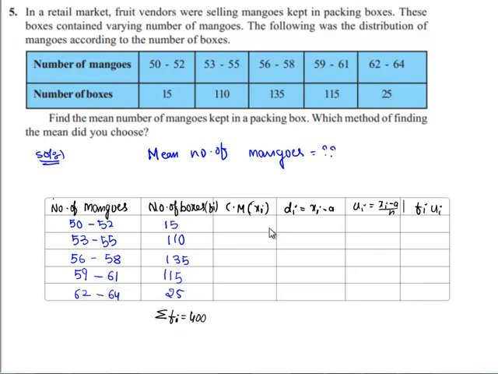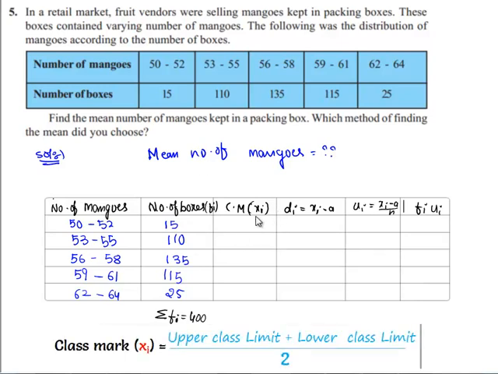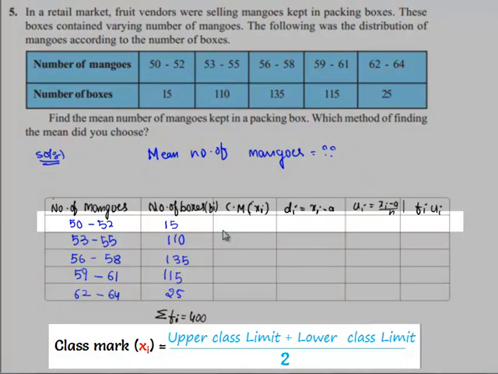Now we should find the class mark, that is xi. Class mark is nothing but the sum of upper limit plus lower limit divided by 2. That is half of the sum of lower limit and upper limit. It is exactly the midpoint. Hence we shall find the class mark.